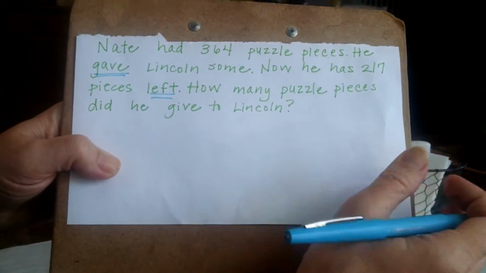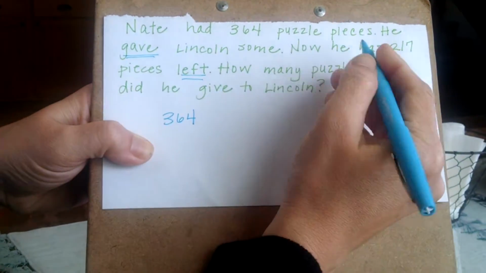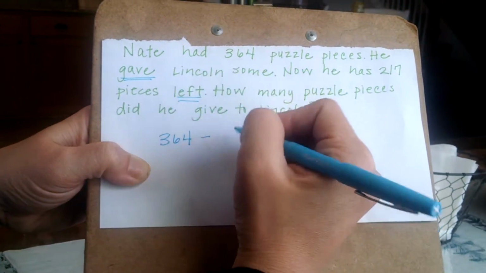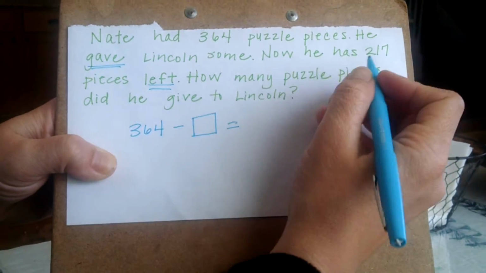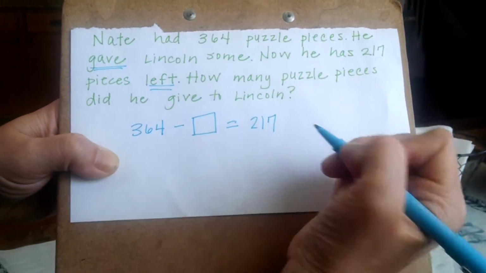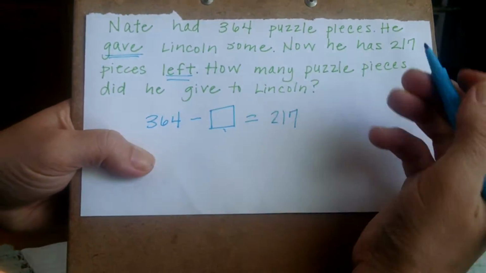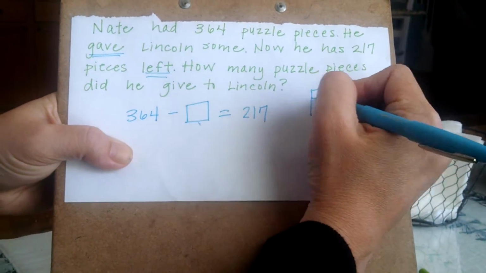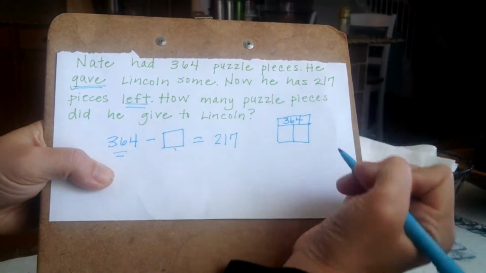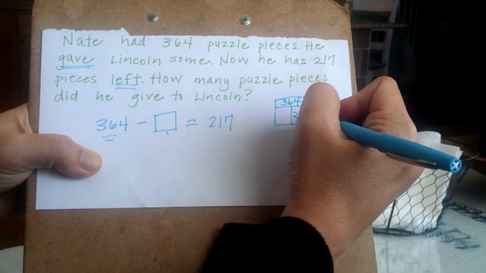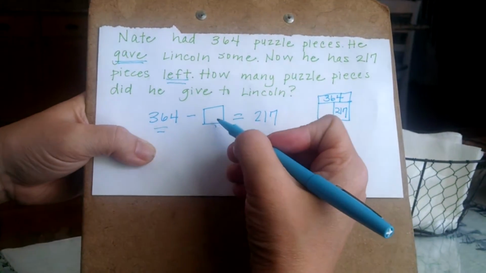So the story starts with the sentence, Nate has 364 puzzle pieces. He gave Lincoln some, but we don't know the number that he gave away. Now, after he gave them away, he has 217 pieces. So how many puzzle pieces did he give away is what we are trying to find out. So again, I want them to draw the part whole. We do know the big number, which is 364. And we know one of the parts, 217. So now we just need to figure out what the missing number was.